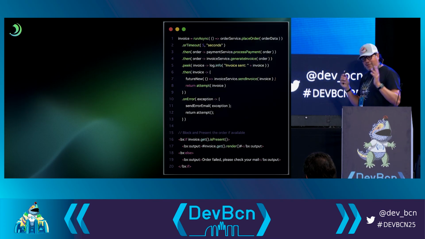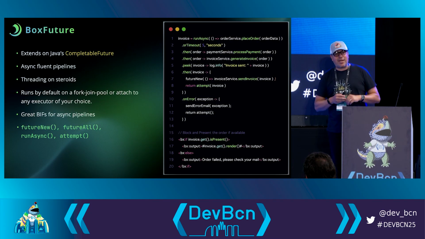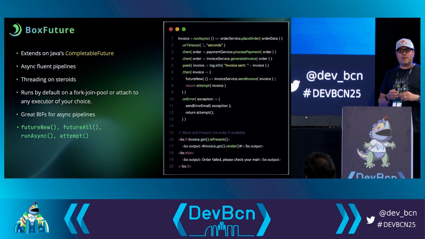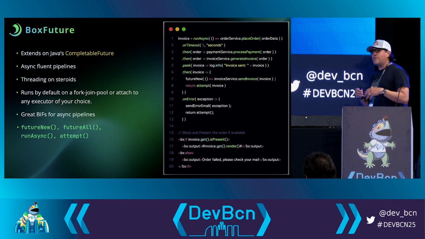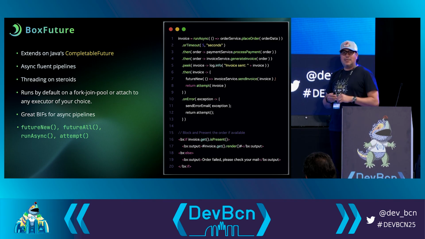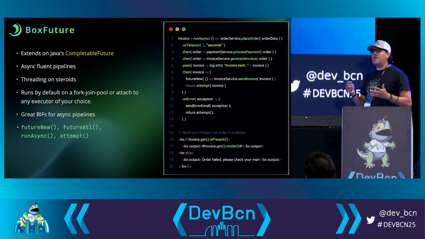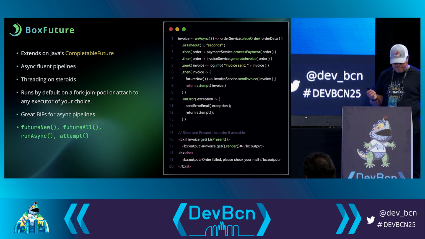Or you can go into BoxFuture and actually create another BIF called runAsync. And this is basically doing runAsyncs with CompletableFutures. So you can create asynchronous fluent pipelines. It's basically like threading on steroids with CompletableFutures. By default, it runs on the ForkJoinPool, or you can attach any executor at runtime of your choice.